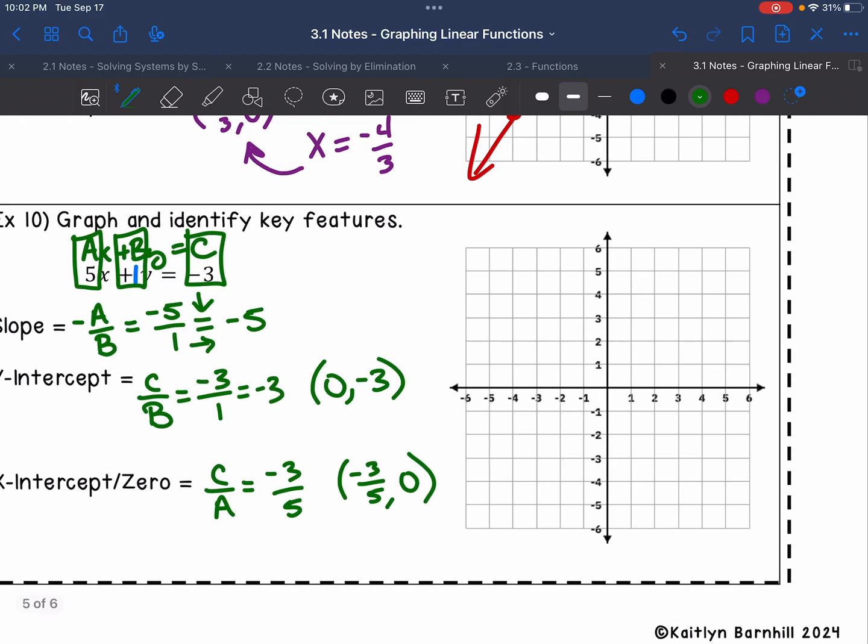All right, so let's graph. Once again, graphing with a fraction's hard, so I'm going to use the other point, 0, negative 3. And then from here, I'm going down 5, right 1. I don't have enough room to go down 5, right 1. So I'm going to start going backwards. I'm going to go up 1, 2, 3, 4, 5, left 1. Okay, and then that's all I've got the room for.